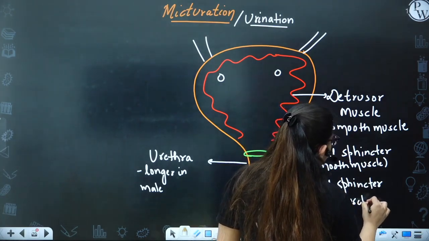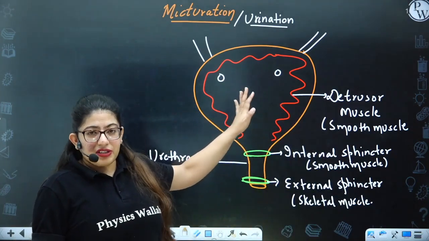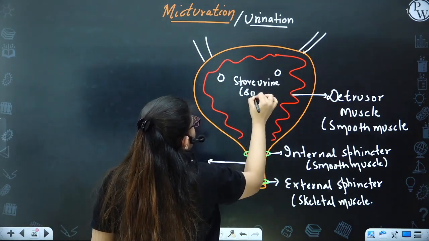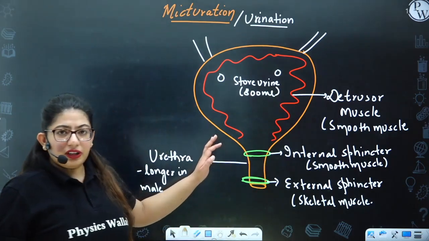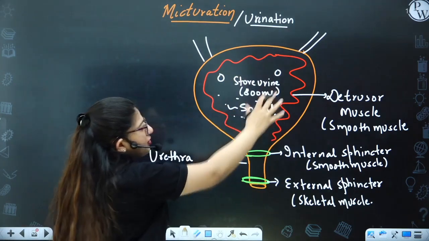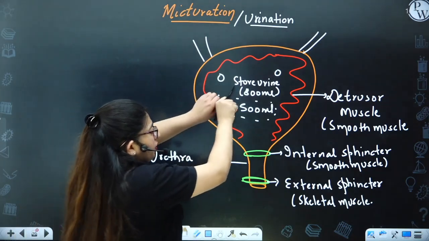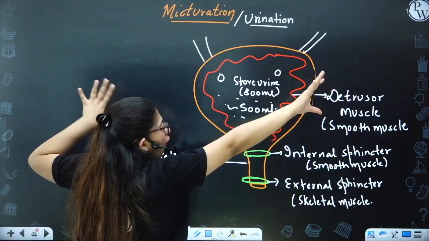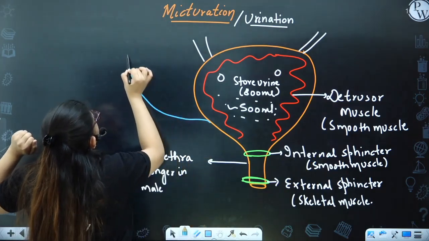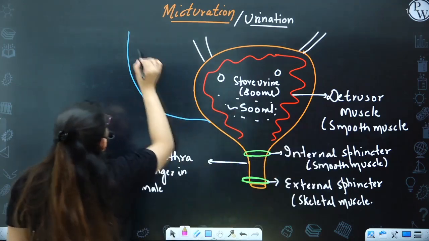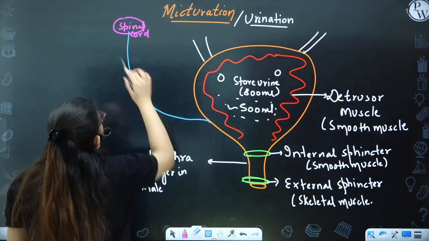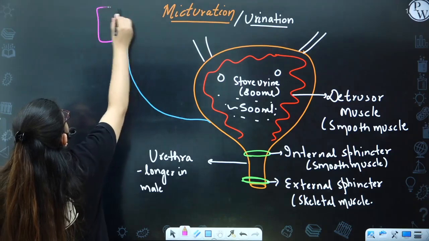So the capacity of the urinary bladder is to store urine. How much urine can it store? Around 800 ml. Imagine there is urine around 500 ml stored in the urinary bladder. Now what will happen? This urinary bladder wall will stretch. As a result, the stretch receptors' neuron will go to the spinal cord.